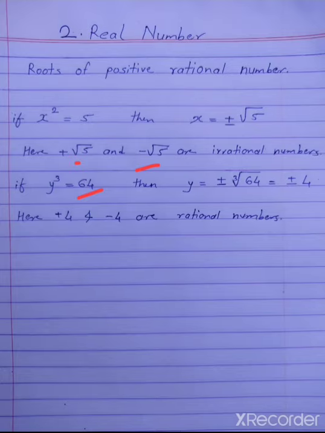Here I take the cube root of 64. So when this cube goes to the other hand side, it will become a cube root, and its answer is plus and minus 4. So again this plus and minus 4 are rational numbers. So sometimes we get rational, otherwise sometimes we get irrational numbers. So when we get an irrational number, then only this given value is called a surd.